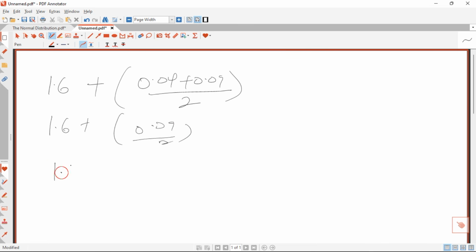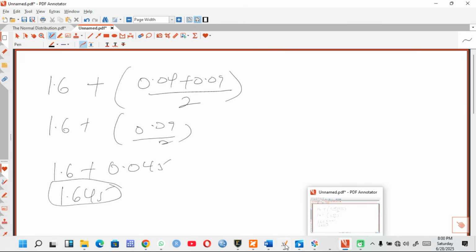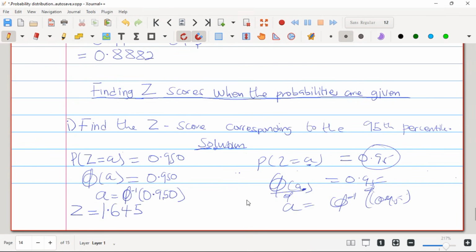I'm going to have 1.6 plus 0.045, and then when we add these two, we are getting 1.645. So this will be our z-score, right? This will be our z-score for the question that was given to us to calculate. So when you go to our worksheet, we are getting the same answer here.